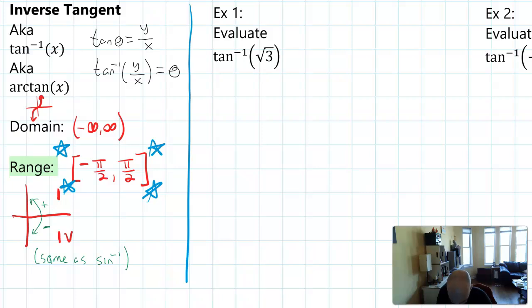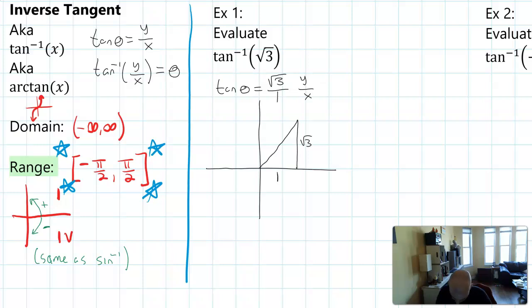But when I see tangent inverse of root 3, I'm thinking of some angle theta where tangent theta is equal to square root 3. I'm going to write it as root 3 over 1 because I'm trying to help myself think about a unit circle angle. That would be something where the y is root 3 and the x is 1. So where would that be? Well, on the unit circle, in the first quadrant at least, I know that triangles that look like this have a hypotenuse of 2, which I don't care about, but they have an angle of pi over 3. So that's one of the possible answers.